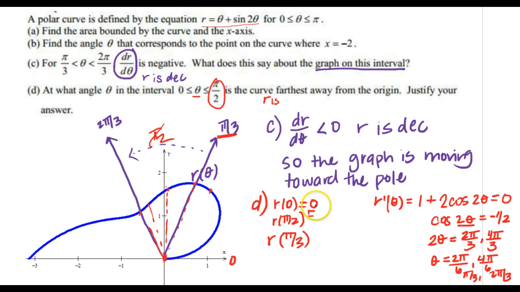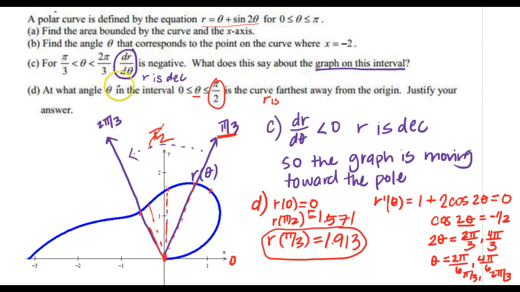r of pi over 2 is actually going to get us pi over 2, which is in decimal form 1.571. And if I substitute in pi over 3 up here, I'm going to get 1.913. So I have to find each of those values exactly so that I could figure out which one's the biggest, because then r is the furthest away from the origin. So that happens right here.